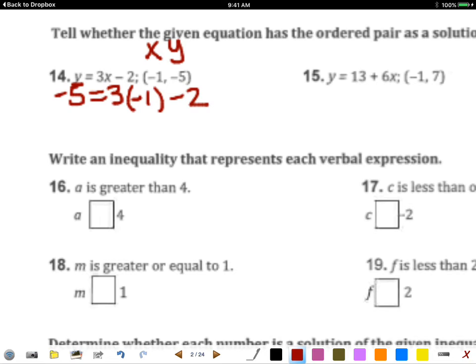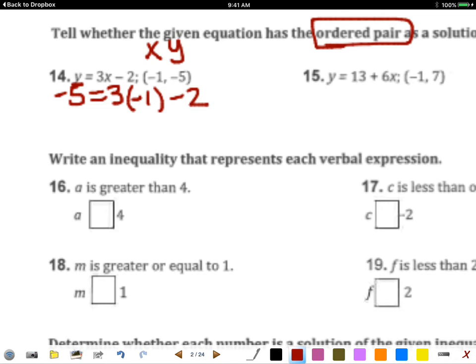Yes? How do you know that -5 is what? Because it's a coordinate plane, and whenever you're plotting points, you always have your x and your y. Yep. That makes sense. And it says in the directions ordered pairs, so when it says ordered pairs, we know it's talking about an x and a y.